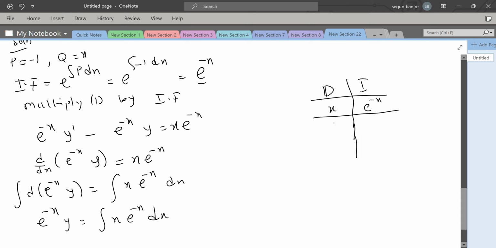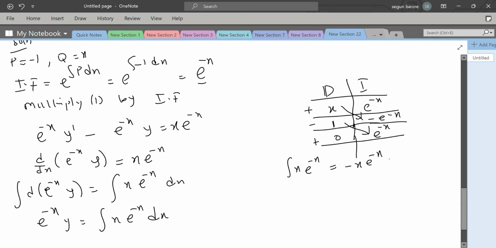If you differentiate x, you get 1. This one is the one you are integrating. If you integrate this, you get minus e^(-x). Differentiate 1, you get 0. Then integrate again, you have e^(-x). We are done. So now you put plus, minus, plus. So the integral of x e^(-x) will give you x times the first one, minus x e^(-x), minus 1 times the other one, you have minus e^(-x). So the answer is minus x e^(-x) minus e^(-x) plus a constant c.